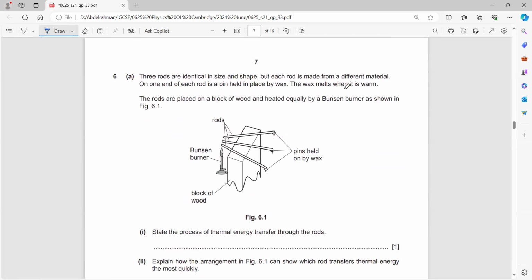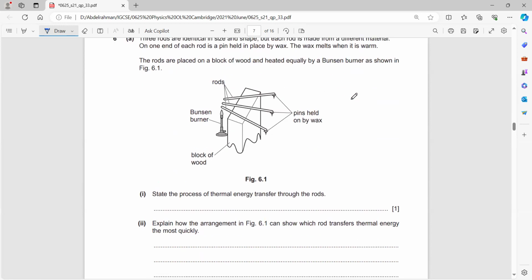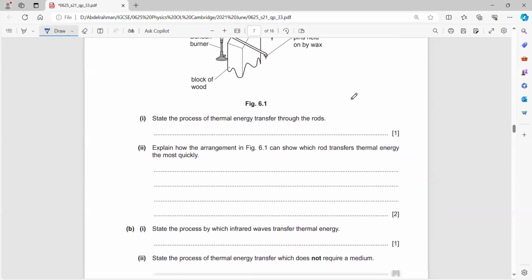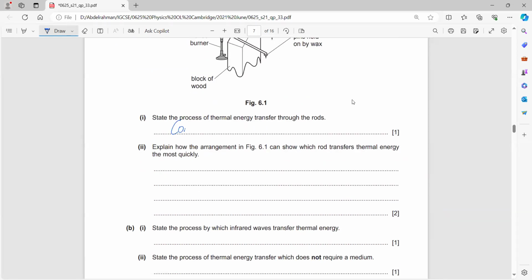Three rods are identical in size and shape, but each rod is made of a different material. On one end of each rod is a pin held in place by wax. The rods are placed on a block of wood and heated equally by a Bunsen burner. State the process of thermal energy transfer through the rods. Bravo. Through the rods is conduction.